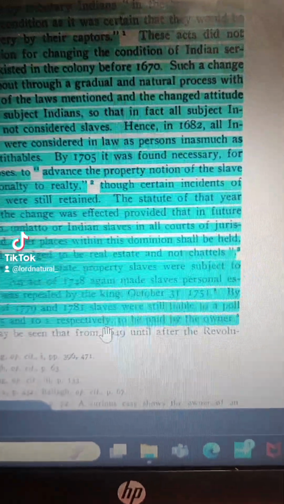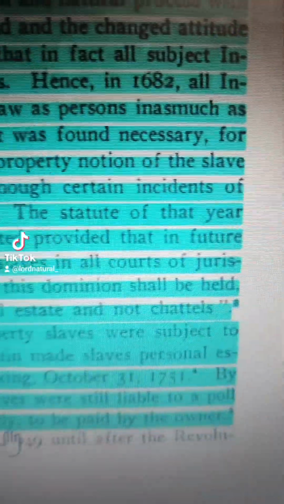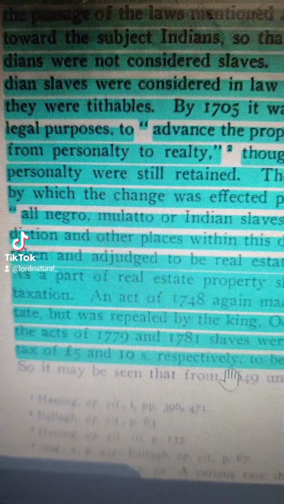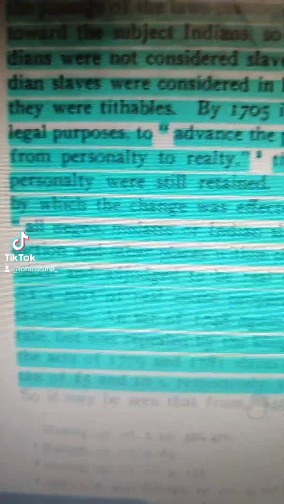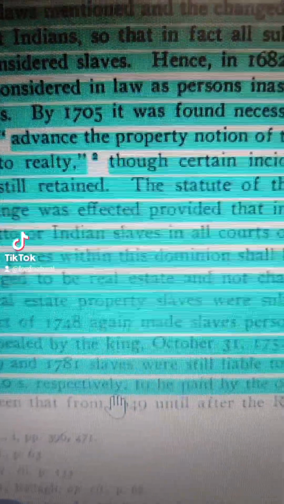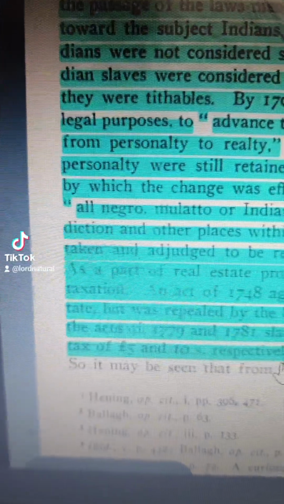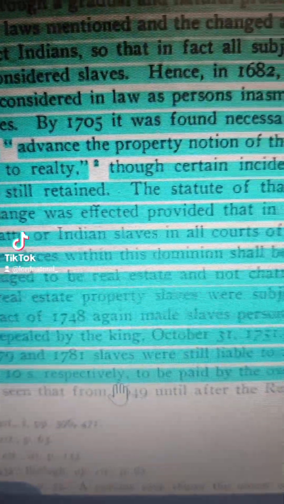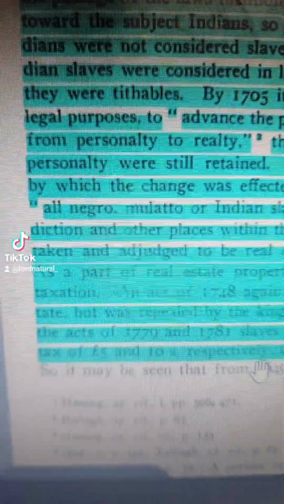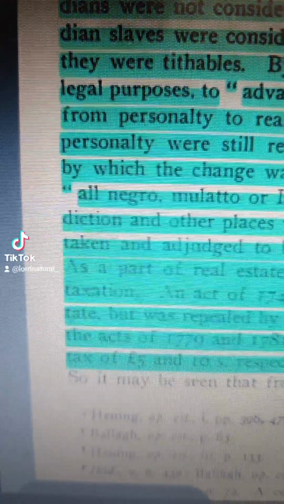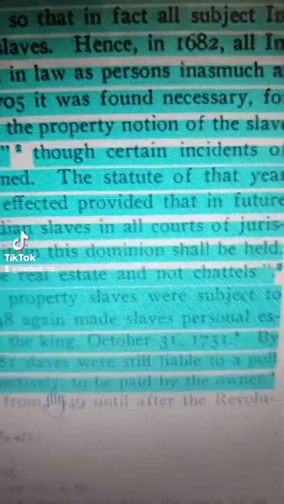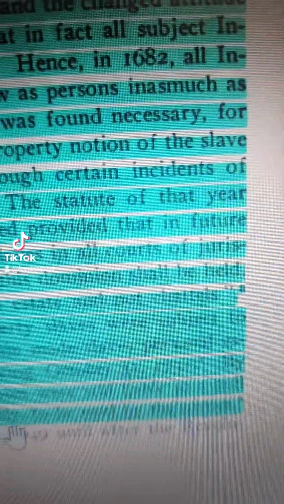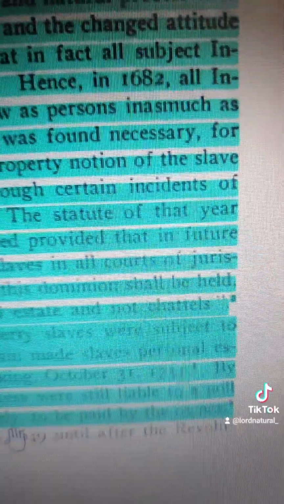This is going to be a double-edged sword. The statute of the year by which the change was effected provided that in the future all Negro, mulatto, or Indian slaves in all courts of jurisdiction and other places within this dominion shall be held, taken, and adjudged to be real estate and not chattels, which I'm showing that y'all were property, not chattels. You were not owned forever. But the next sentence is the kick.